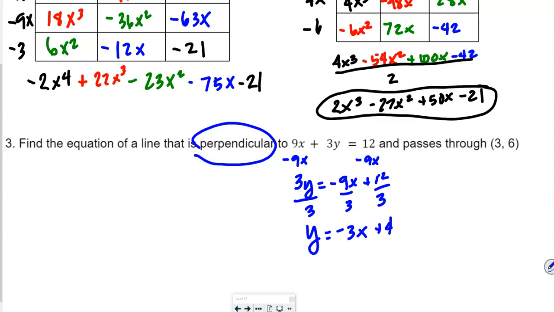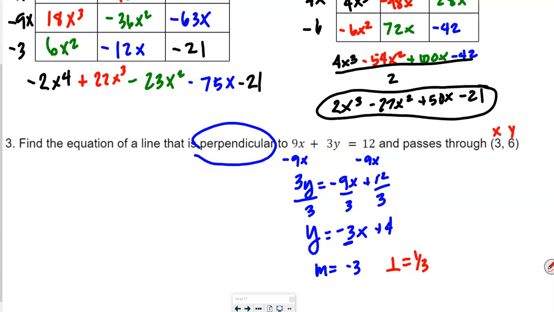So what are we interested in here? That negative 3 right here. So our given slope was negative 3. So what's our perpendicular slope? Okay, that's what we want to ask. So our perpendicular slope is going to be equal to positive 1/3, right? Okay, so then what we're going to do is plug these values in for x and y.